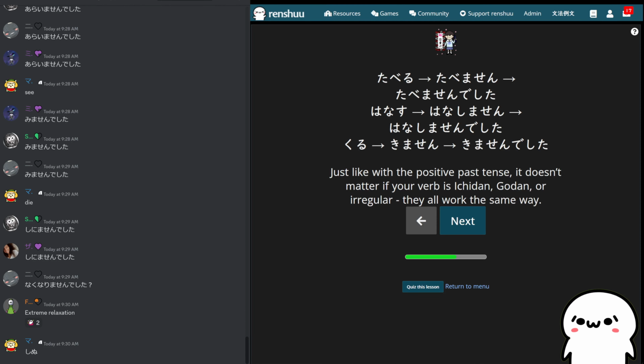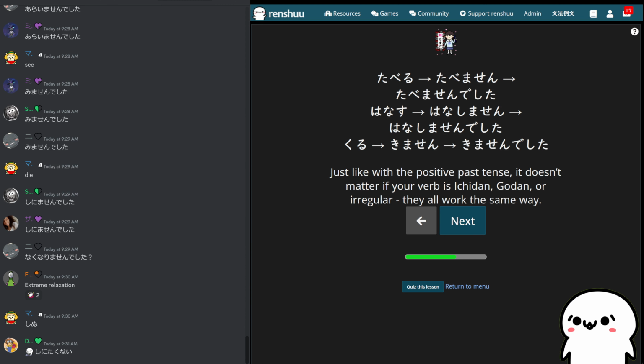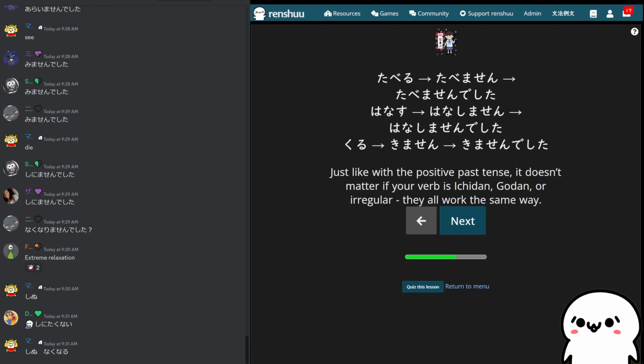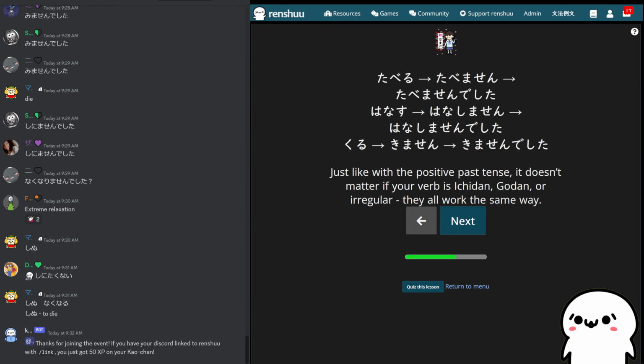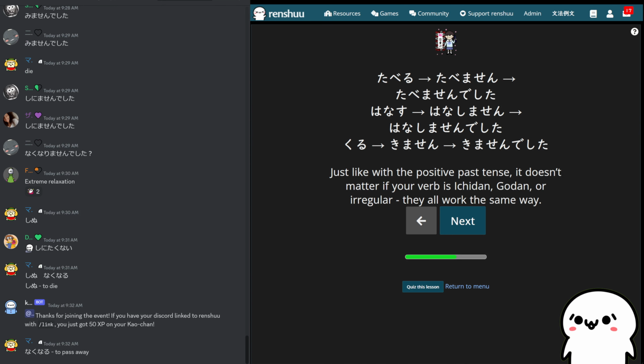But since we have time today, let me jump over and talk about these two verbs. Shinu, and you'll see the difference when you see the English. Shinu is most commonly translated as to die. Nakunaru is often translated as to pass away.